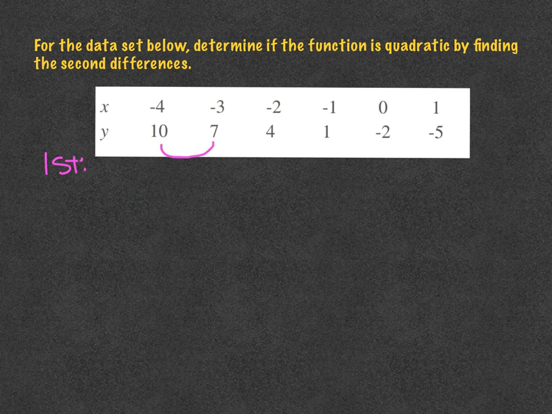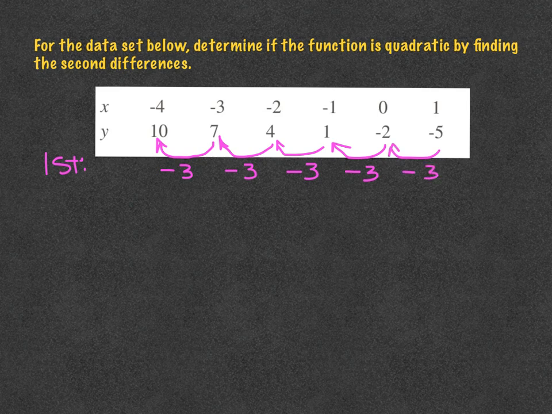So we'll start by doing 7 minus 10. That would be negative 3. We're going to do 4 minus 7, which is also negative 3. 1 minus 4 would be negative 3. Negative 2 minus 1 would be negative 3. And then negative 5 minus 2 is also negative 3.